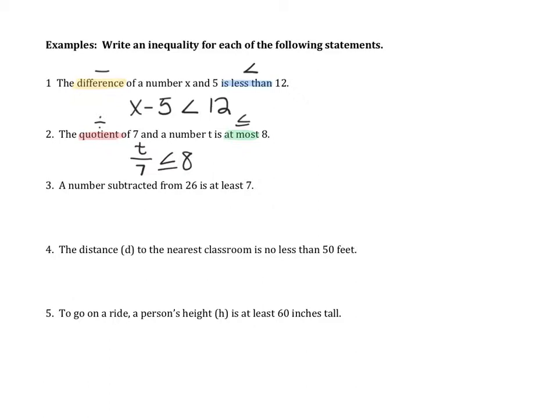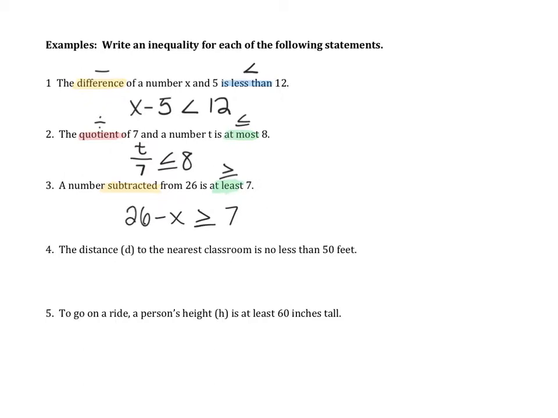In number 3, it says a number x subtracted from 26 is at least 7. So subtracted from means subtracting. And when a number is subtracted from something, it actually means that you're going to switch the order. So you're going to say 26 minus x, and at least is the greater than or equal to symbol, if we refer to our keywords, and then 7 goes there.